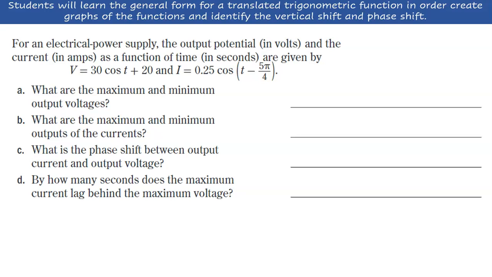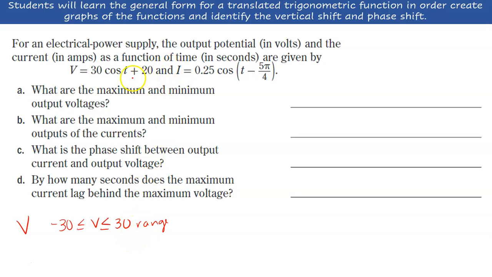Now these are some equations for electrical power and the optimal volts, okay? The volts are V and the current is in amps. So it's asking us what's the max and what's the minimum output voltages. Well, let's take a look at our voltages here. If we're looking at voltages, our amplitude is 30. So that means that I have negative 30 is less than or equal to V is less than or equal to 30 for my range.